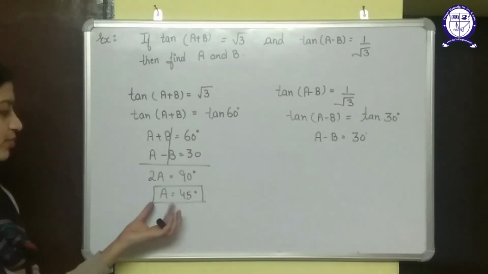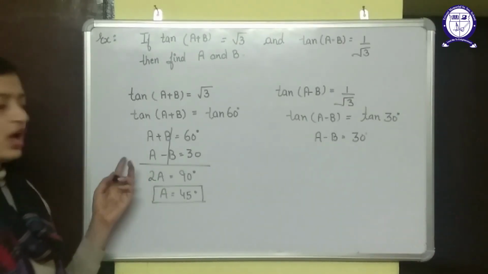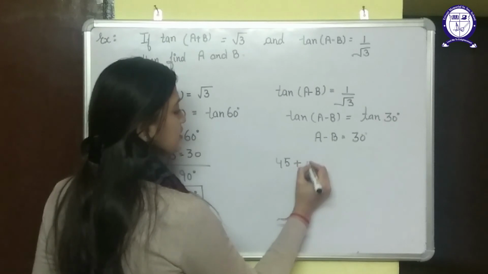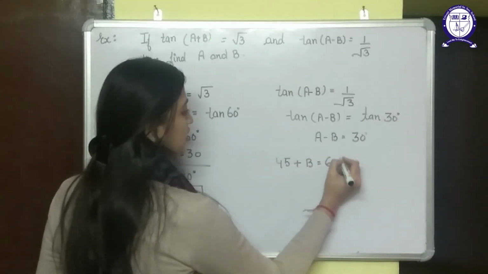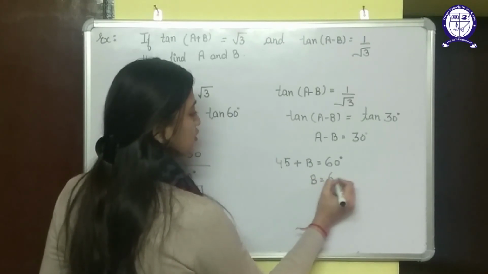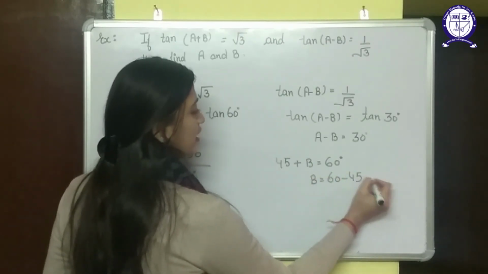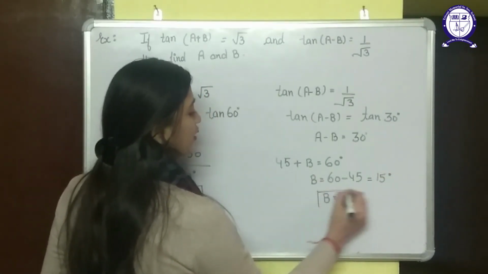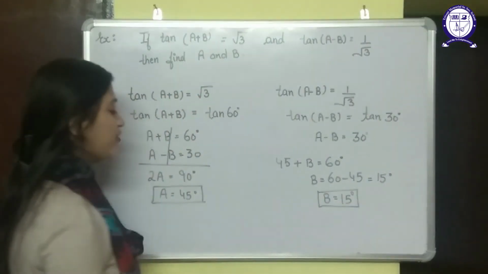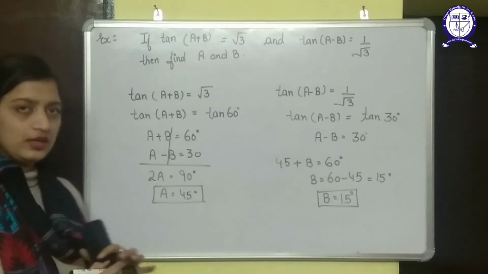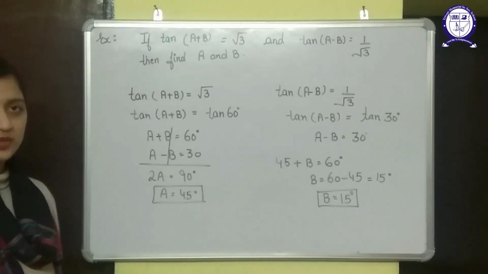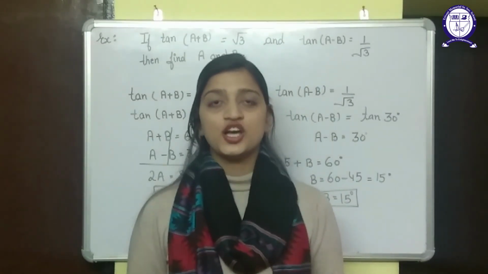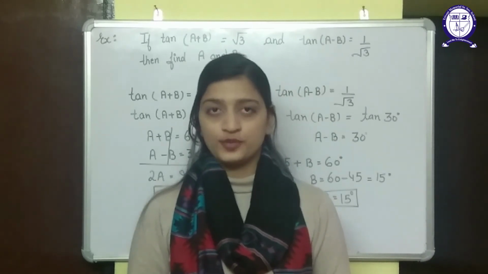Now to find the value of B, I can put the value of A in any of the above two equations. I am putting in the first equation. So 45 plus B is equals to 60 degrees. So B is equals to 60 minus 45. That is 15 degrees. So my answers are A is equals to 45 and B is equals to 15 degree. So this question was very important also and it was quite different from the previous examples. So the exercise 8.2 is based on all the questions which are dependent on the specific angles of trigonometric ratios.